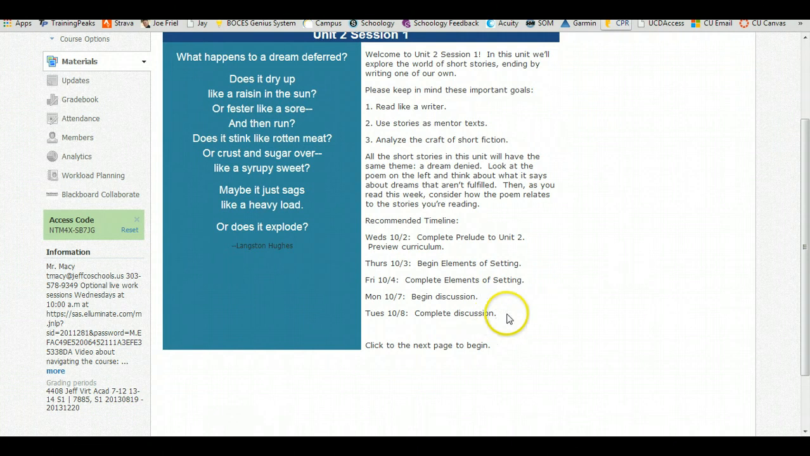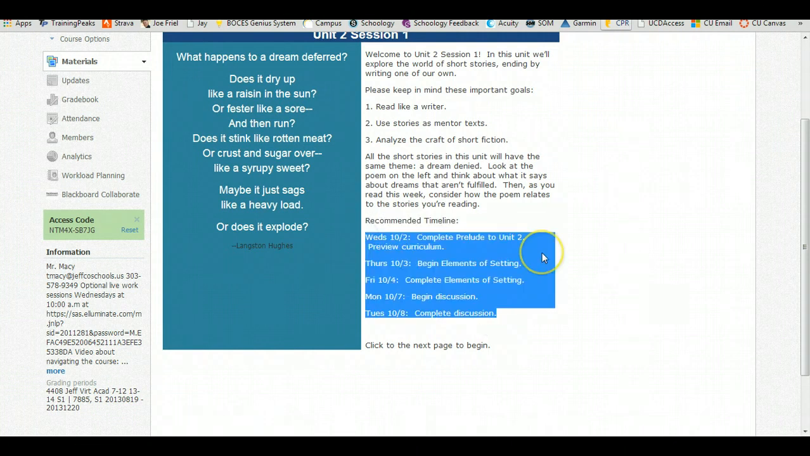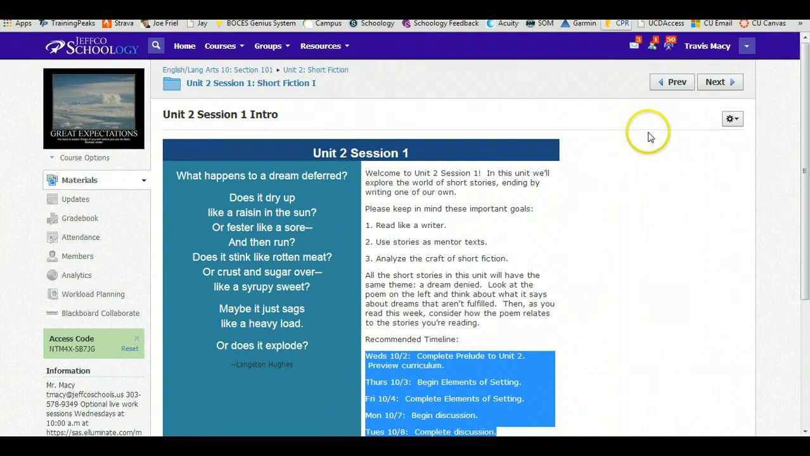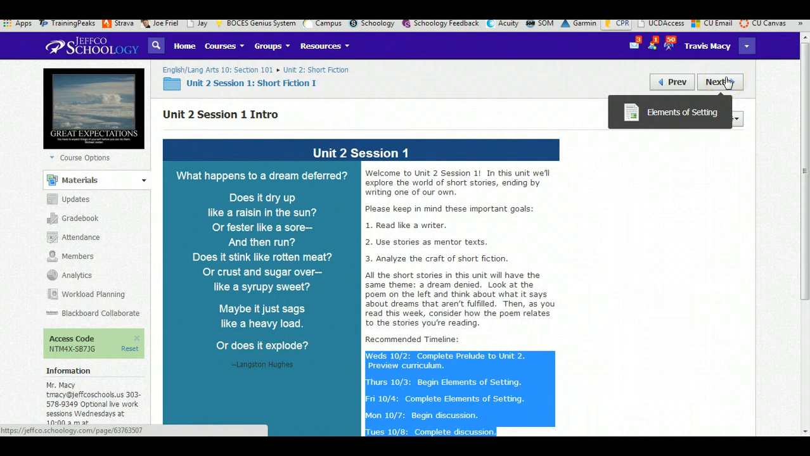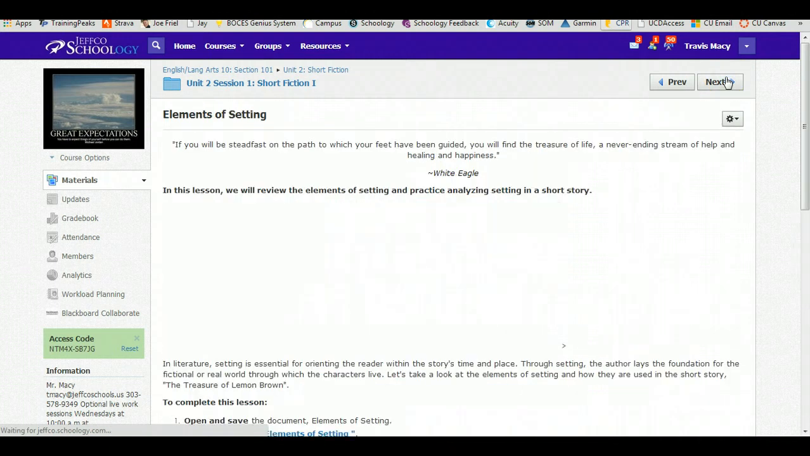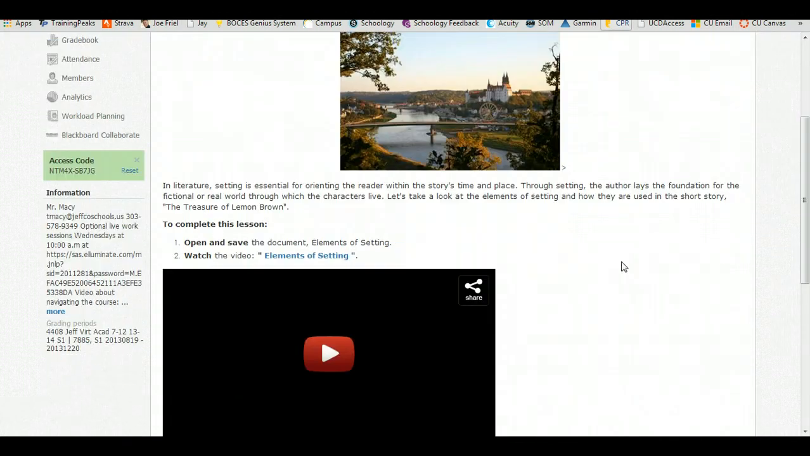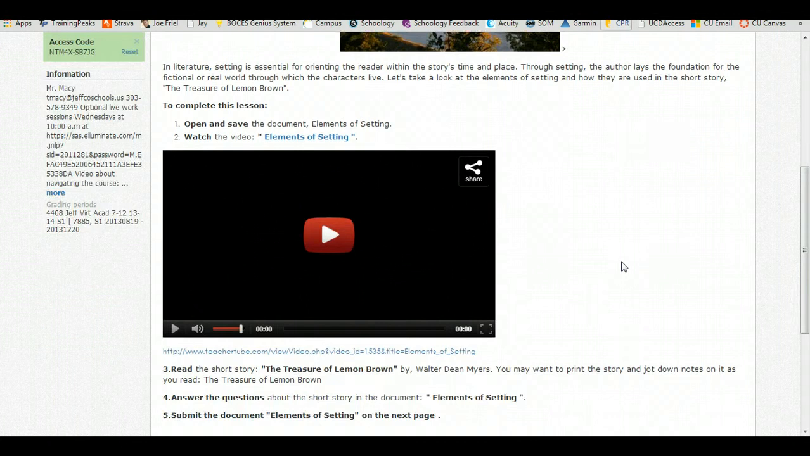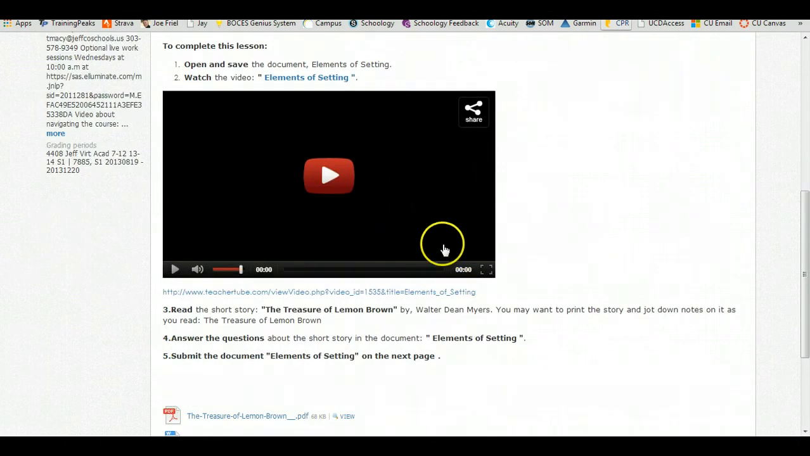All right, as always, guys, here's the timeline. Highly recommend using this. Put it down in your planner, in your phone, wherever you want. All right, elements of setting. Again, please read the instructions very closely here. Basically, we've got two things going on.